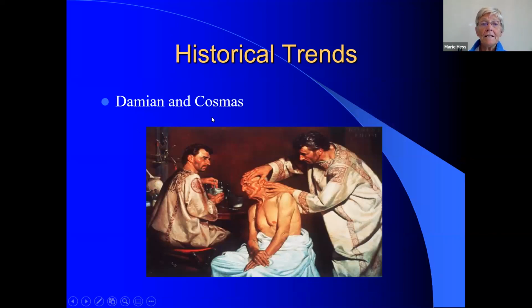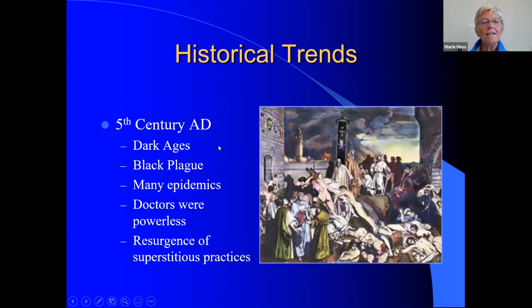These are priests, Damian and Cosmas, and they are also physicians, and they were twin brothers. Damian was the apothecary, and Cosmas was the physician. So together they worked to try to help people. Then we got into the 5th century AD. We got into the Dark Ages and Black Plague epidemics. Doctors were powerless. People were dying all over the place. So we got back into superstitious practices with that. It was the fall of the Roman Empire. I'm sure you remember that from high school, from ancient history, if you took all that stuff.